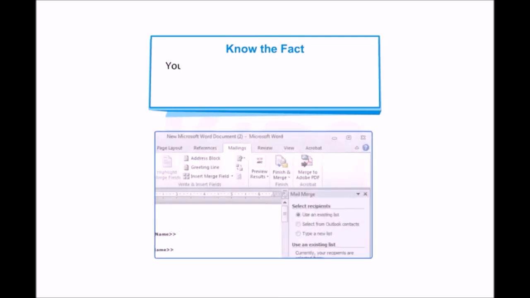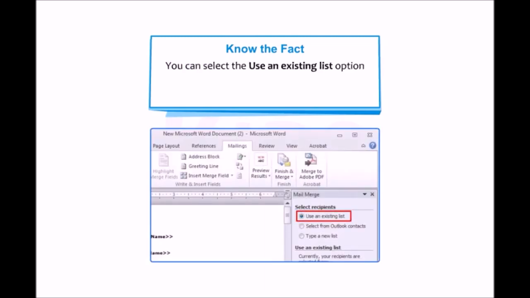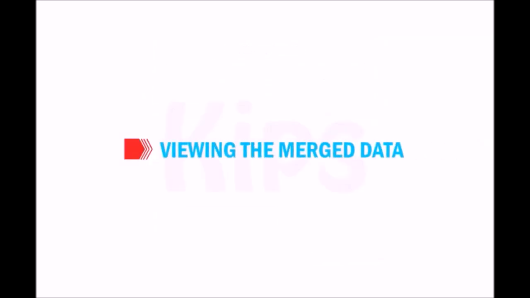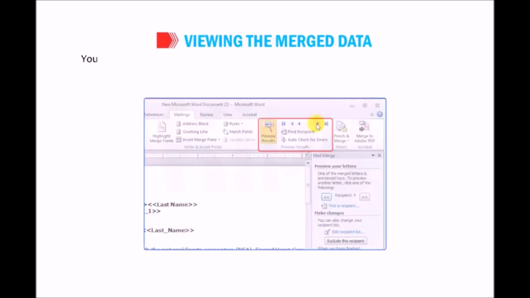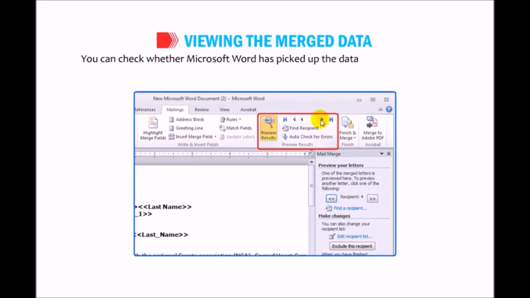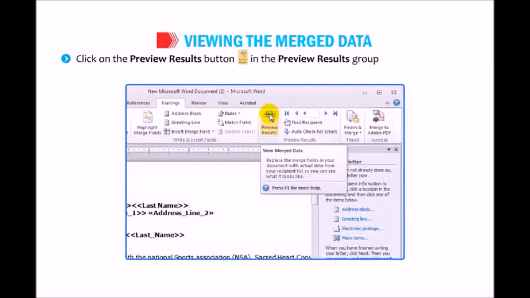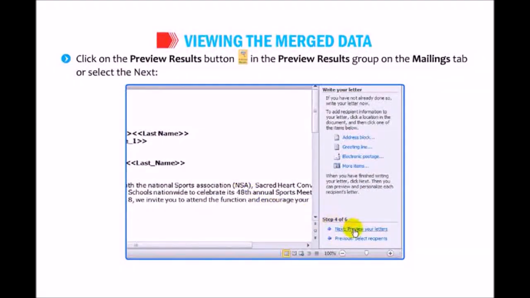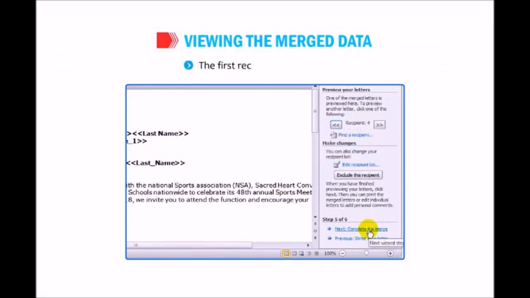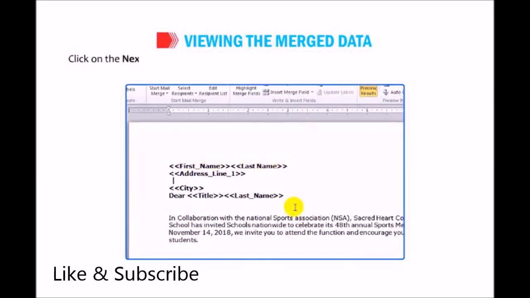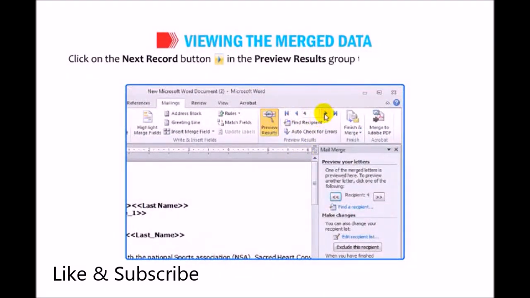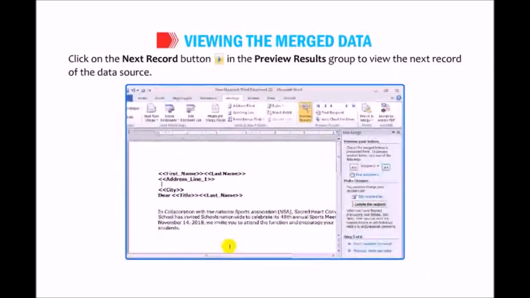Students, know the fact. You can select the Use an existing list option under Select Recipients when the list of recipients already exists. Find out how to view the merged data. You can check whether Microsoft Word has picked up the data source according to the merged fields or not by viewing it on the screen. Click on the Preview Results button in the Preview Results group on the Mailings tab or select the next Preview Your Letters wizard step under Step 4 of 6 section. The first record will be displayed. Click on the Next Record button in the Preview Results group to view the next record of the data source.